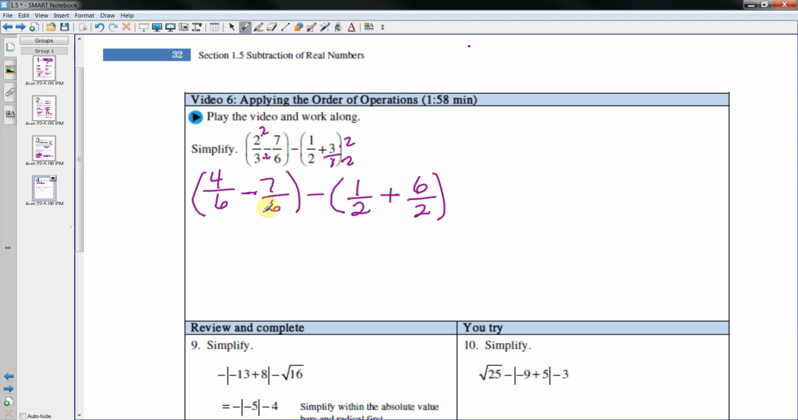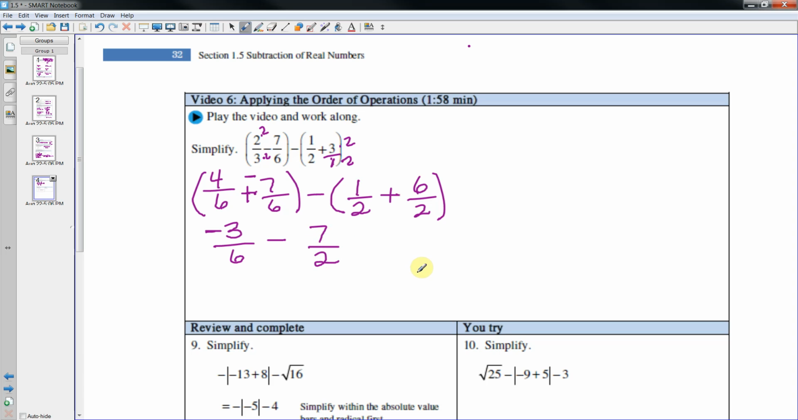Alright, so let's do each parentheses. I've got 4 over 6 minus 7 over 6, so that's plus a negative. They're opposite signs, so subtract them and get 3 over 6. And the 7 is larger, so it's negative. Minus, here I just have addition. 1/2 plus 6 over 2, so that gives me 7 over 2.